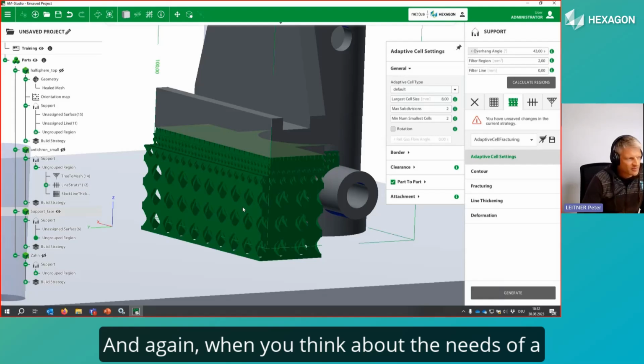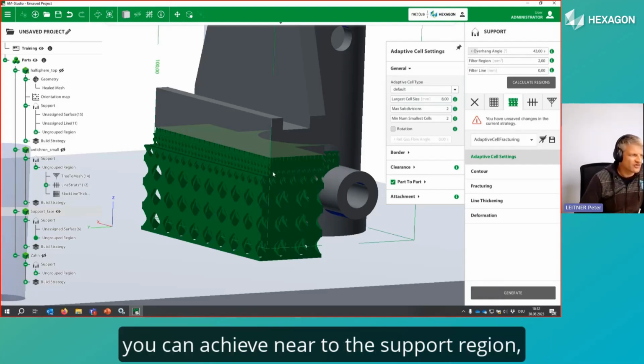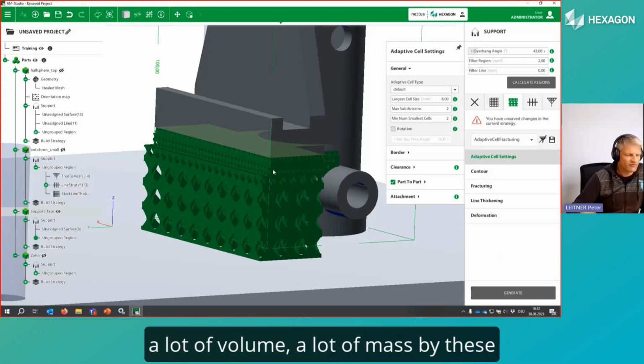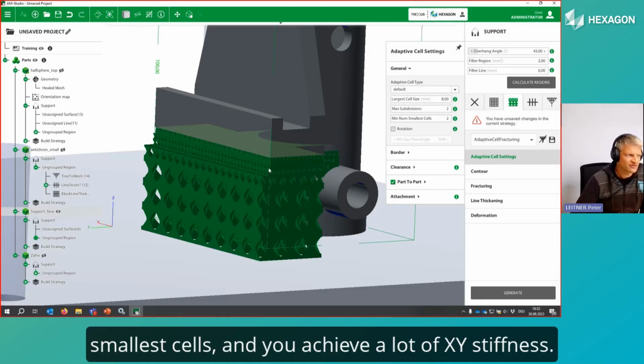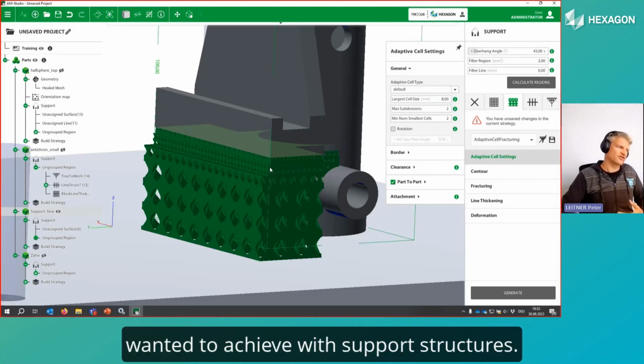And again, when you think about the needs of a support structure, you can achieve near to the support region a lot of volume, a lot of mass by these smallest cells. And you achieve a lot of XY stiffness. And this is exactly what you wanted to achieve with support structures.